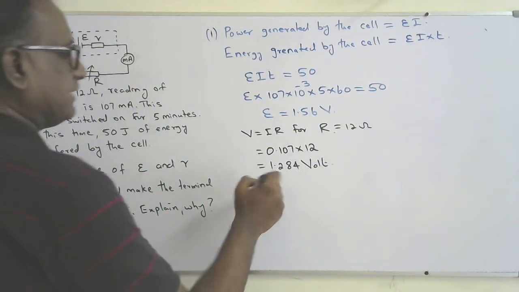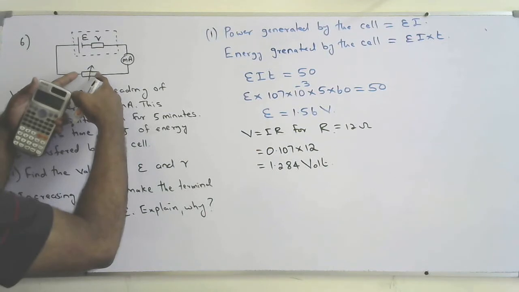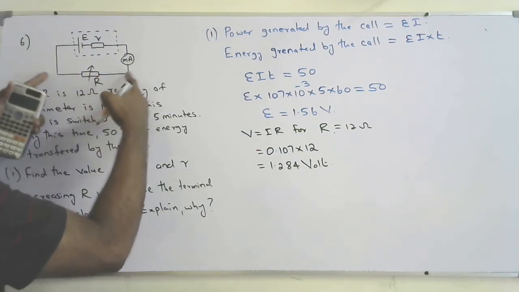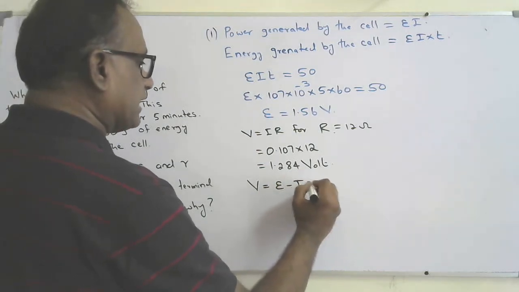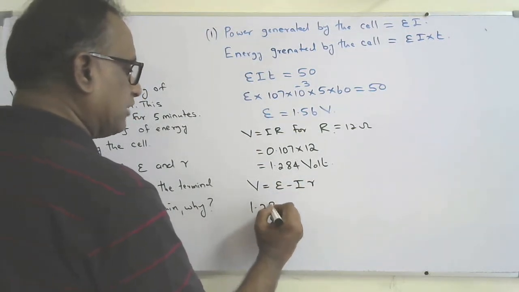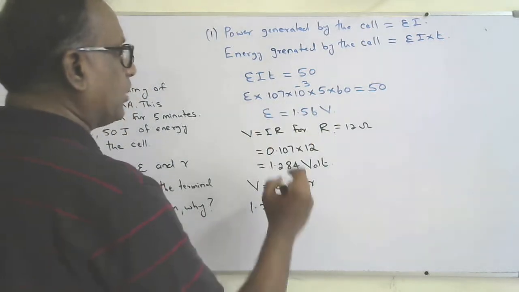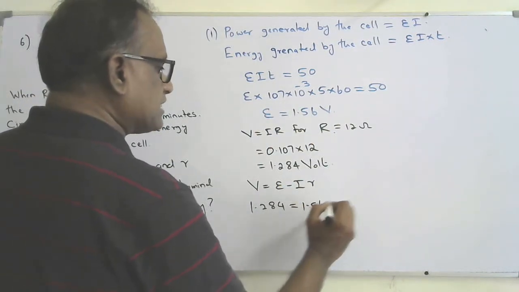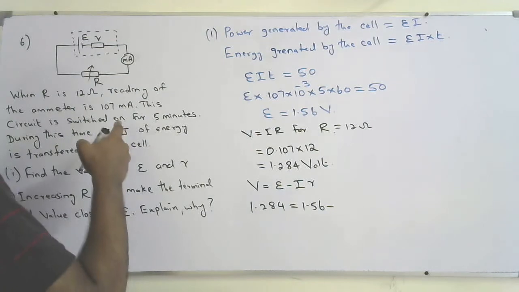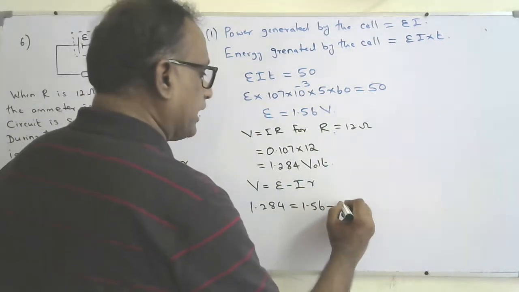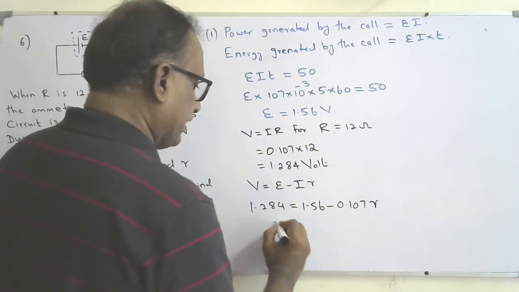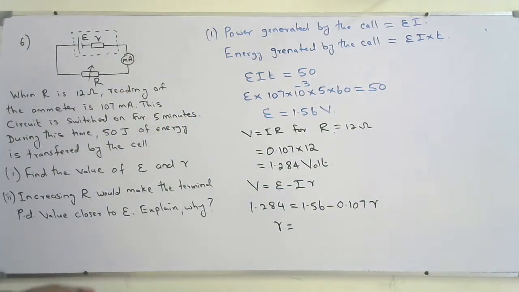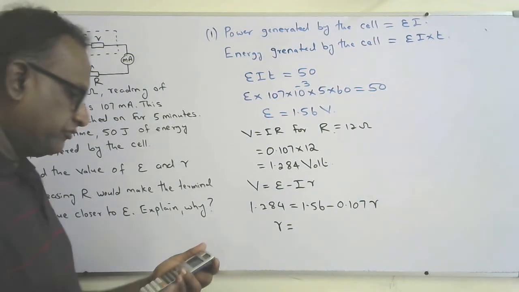So that's the voltage across the 12 ohm resistor, that is capital R. That will be the terminal potential difference. So I can use V equal E minus Ir. So 1.284 equal EMF, we found it 1.56, minus current, we know 107 milliampere, means 0.107 amperes, into r. So find the value of r. So that will be 2.58.